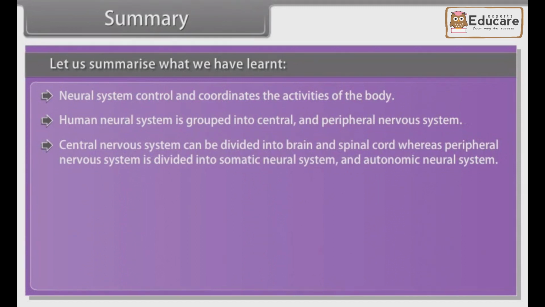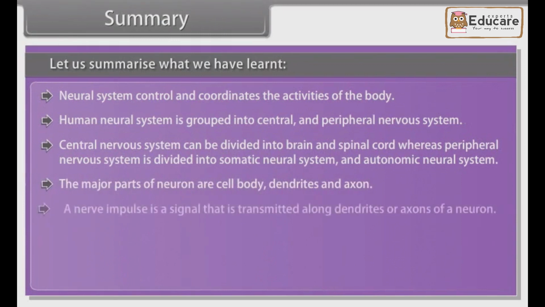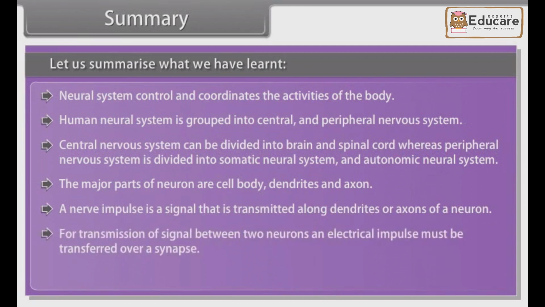The major parts of neurons are the cell body, dendrites and axon. A nerve impulse is a signal that is transmitted along the dendrites or axons of a neuron. For transmission of signals between two neurons, an electrical impulse must be transferred over a synapse.